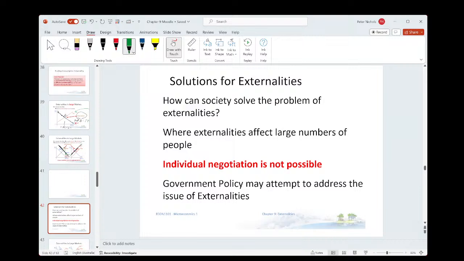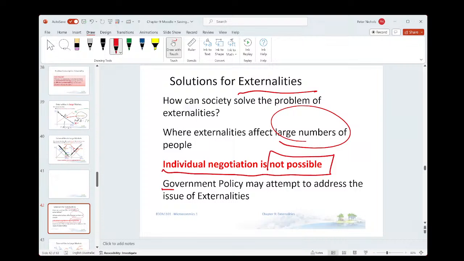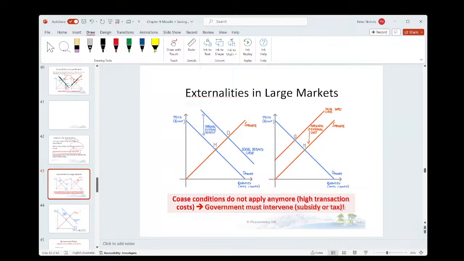How do we solve externalities when there are large numbers of people involved? When there are a large number of people, individual negotiation is not possible. So we're really going to be looking for government policy to address these externalities. So we come to our diagram. We see that Coase conditions, where there are large numbers of people, do not apply. So the government must intervene. So the first thing we're going to look at here is a situation in which there is a positive externality. So the next slide, we're just going to look at this situation where there's a positive externality.